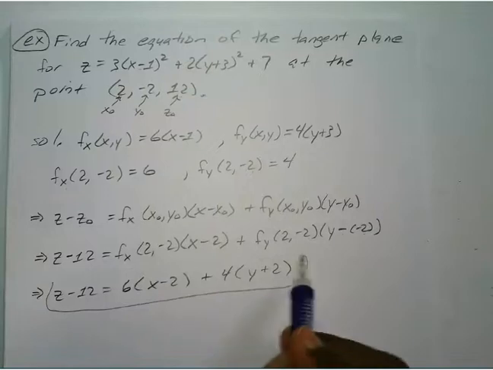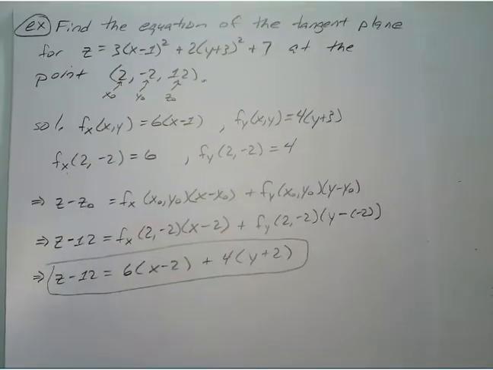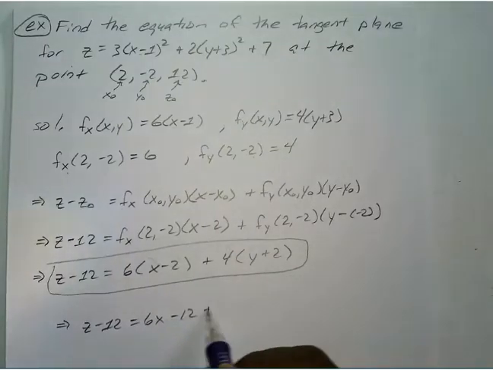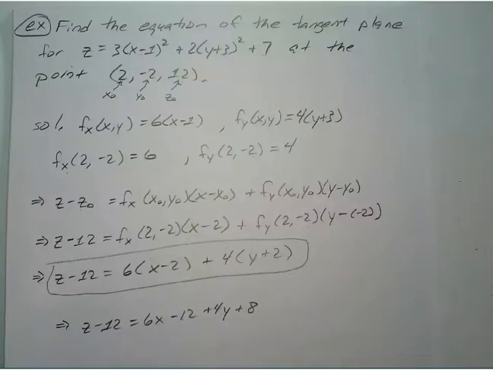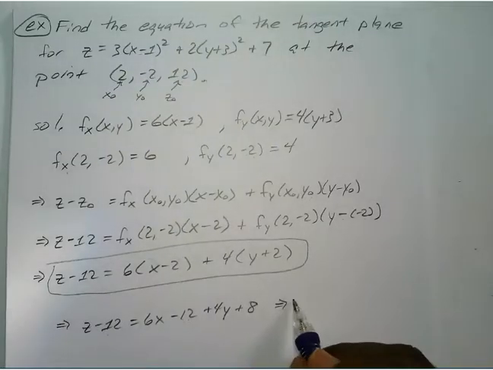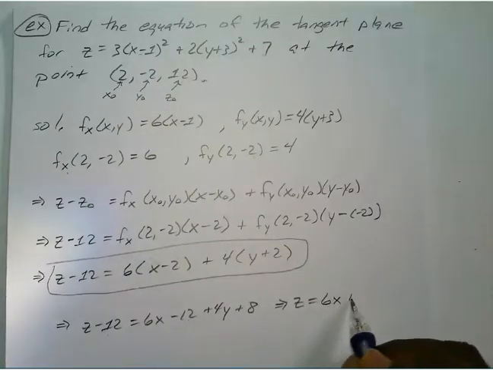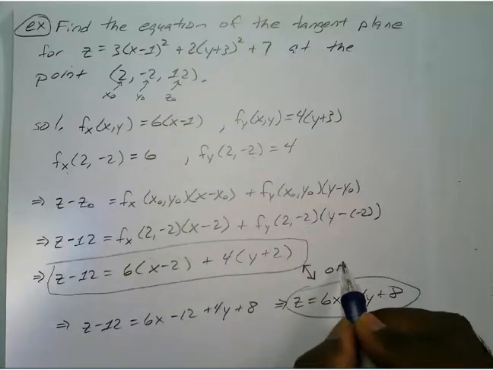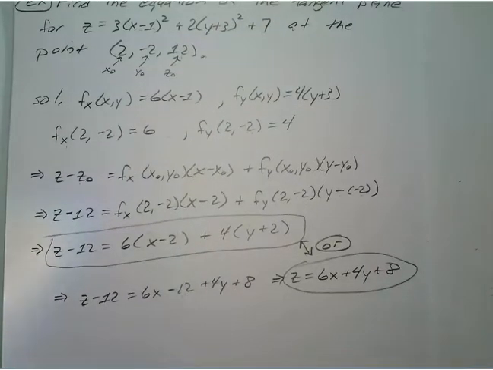Okay, now in some textbooks or math programs, this would be your answer. But in others, you'd have to keep going. So you go ahead and distribute the 6 and distribute the 4. You have z minus 12 equals 6x minus 12 plus 4y plus 8. Okay, so if we add 12 to both sides, these two would disappear. So you'd end up with z equals 6x plus 4y plus 8. Okay, so like I said, depending on the textbook or the program that you're using, either one of those would be the answer, depending on how they wanted it to be presented.